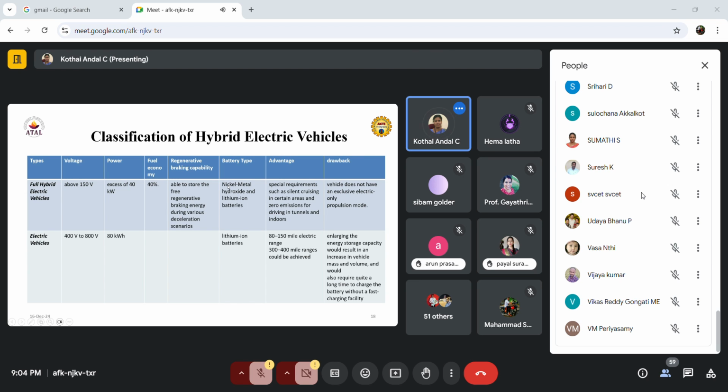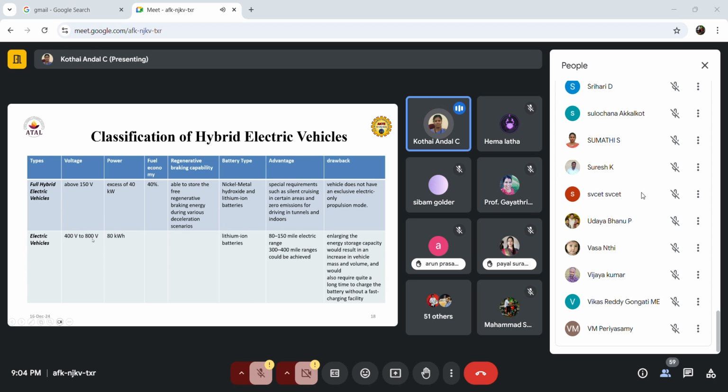The battery types we are expecting are nickel metal hydride and lithium-ion batteries. The advantage is zero emissions, because mainly it depends upon the full hybrid electric vehicle. That's why this type of electric vehicle, the full hybrid electric vehicle, is very suitable for driving in places where we cannot go otherwise, where a man can enter and take the automatic things. There we can drive this full automatic electric vehicle in tunnels and for indoor activities. Then the vehicle does not have exclusive electric propulsion because it's hybrid. Okay, and that is the only drawback.